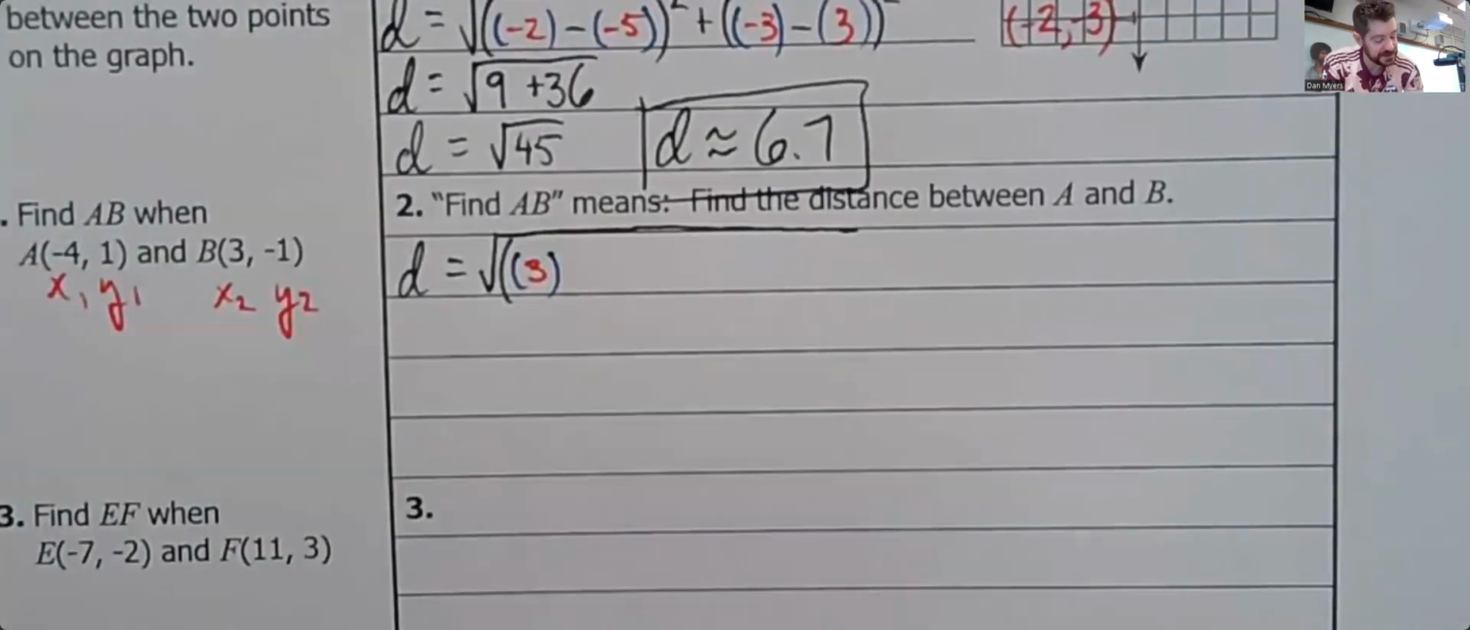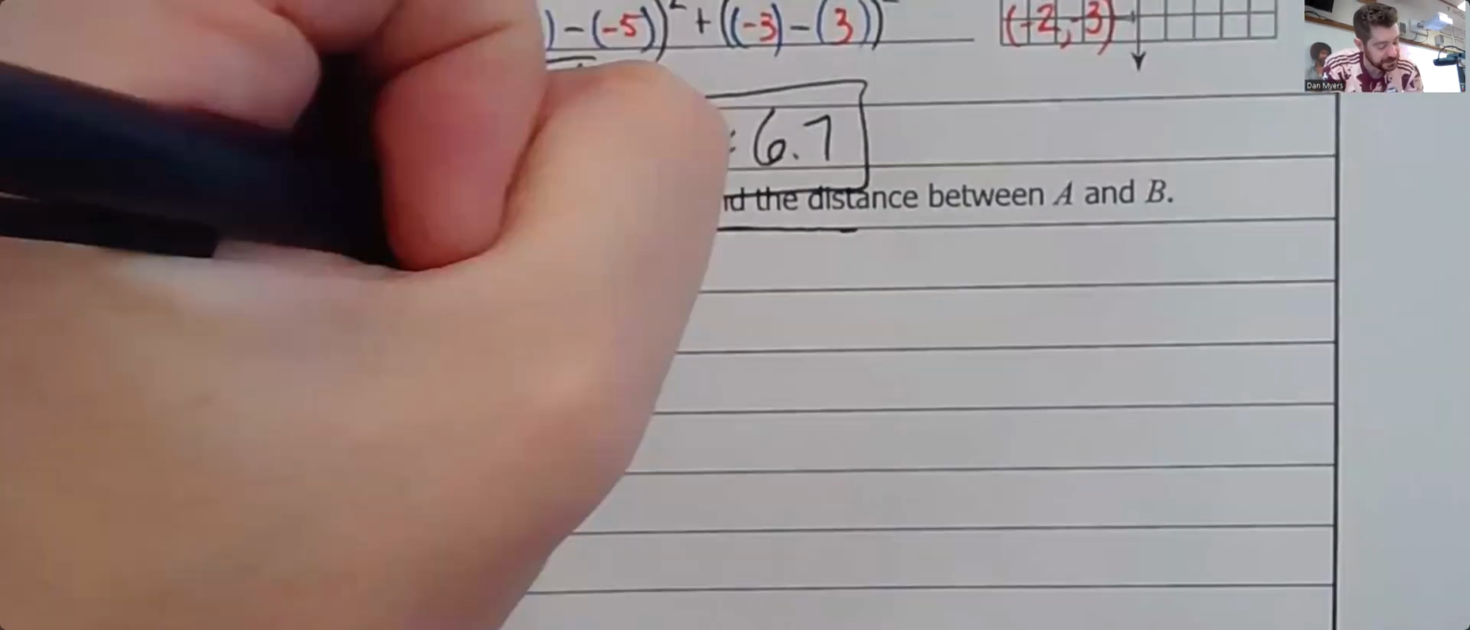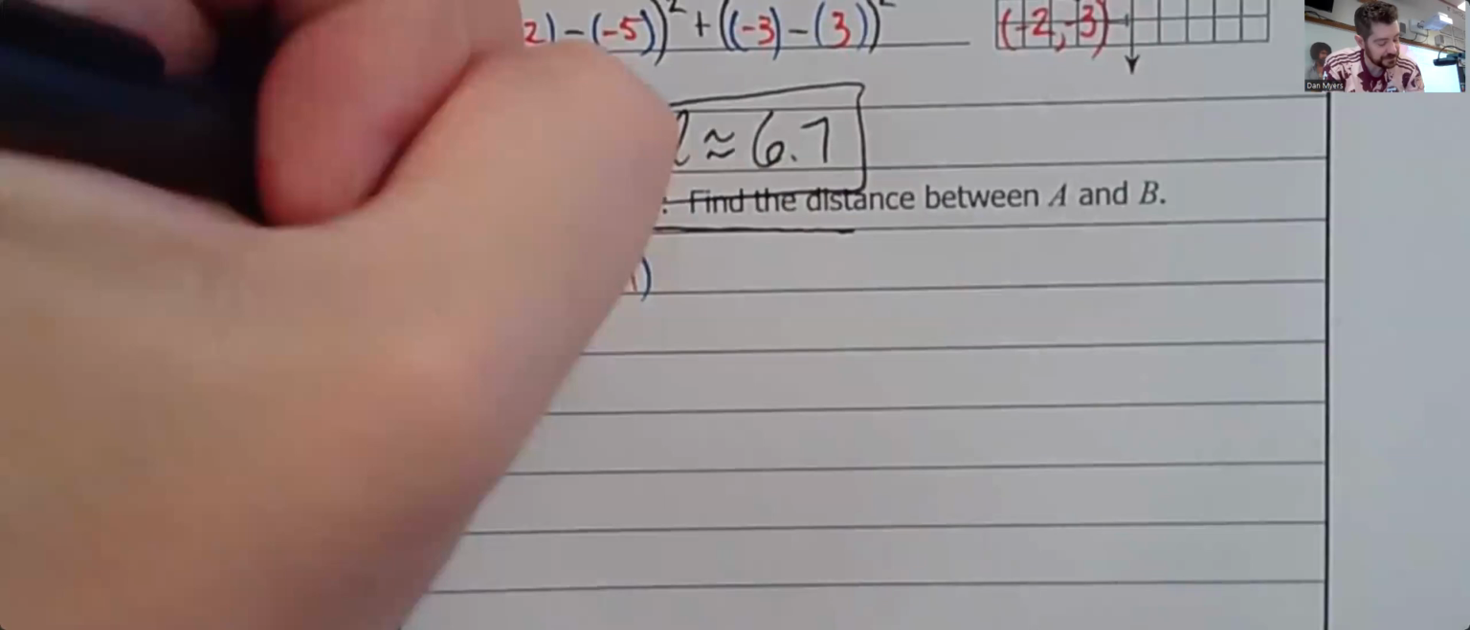And then we're going to subtract the value of x1, which is -4. Oops, that was supposed to be blue. -4 inside that. And then we'll close it all off and square it.